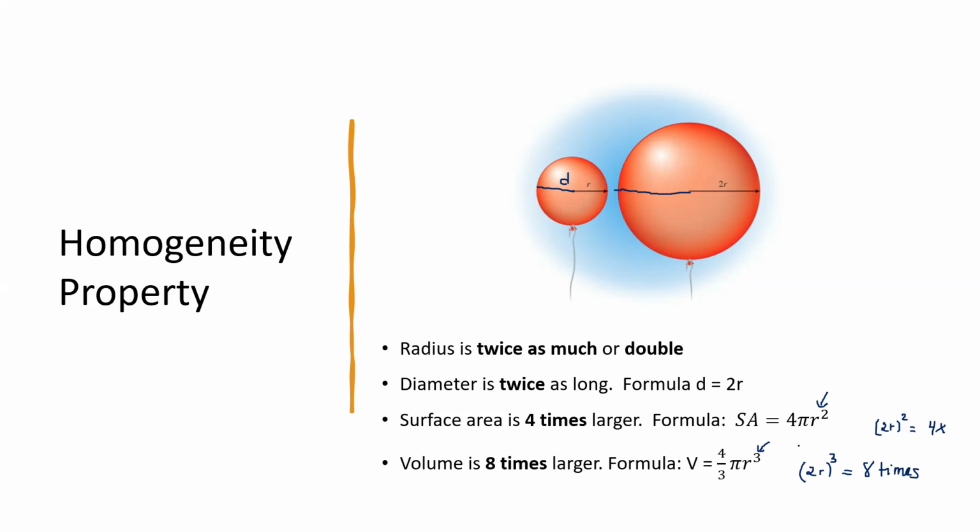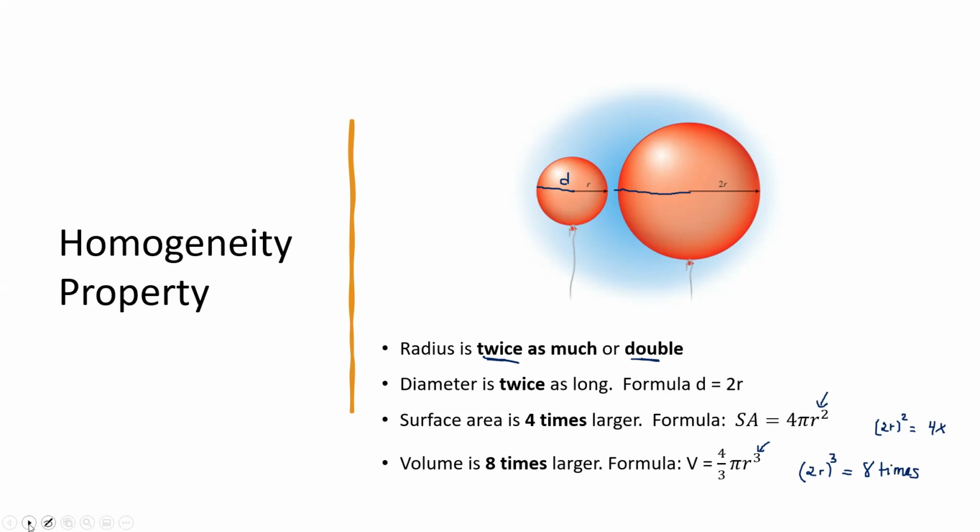And so every time, whatever factor we use up here, this twice or double, is the factor that we have for the input. And then to figure out how that will impact the volume, the surface area, the diameter, we use the exponent in the formula.